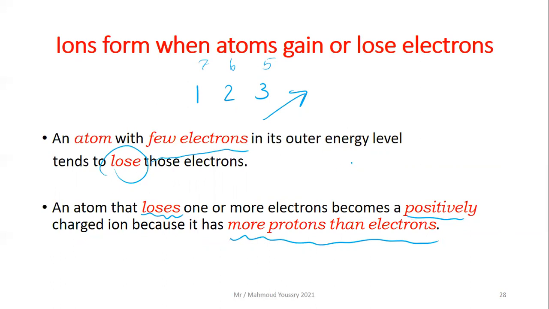So an atom that loses one or more electrons becomes a positively charged ion because it has more protons than electrons. When the atom loses electrons, the number of positive protons becomes more than the number of negative electrons. So it will be a positively charged ion.